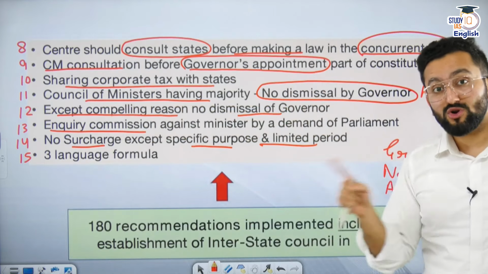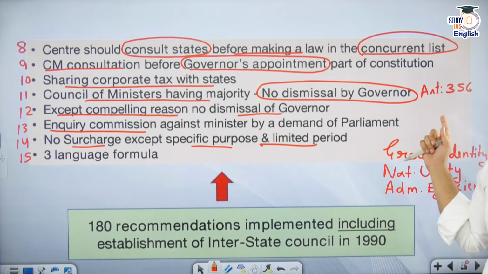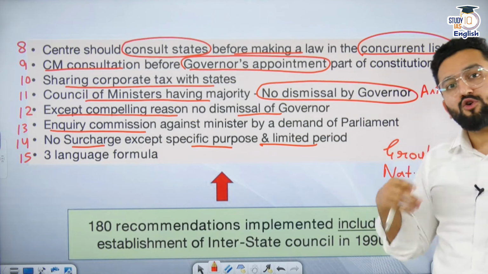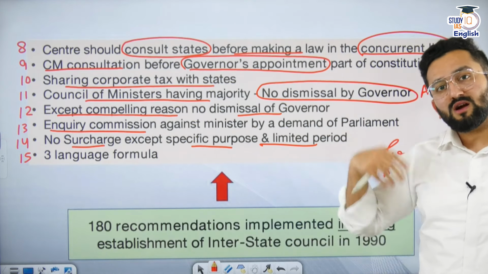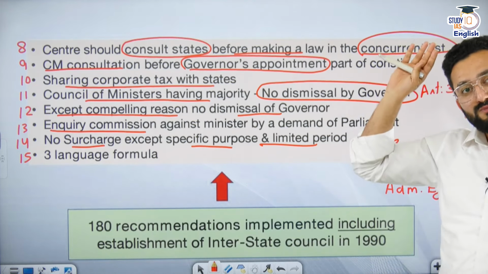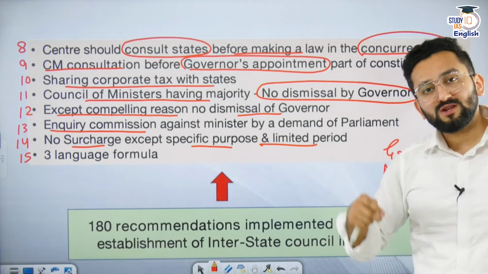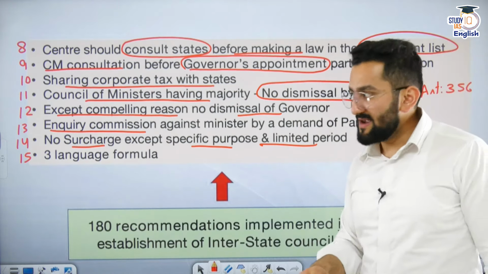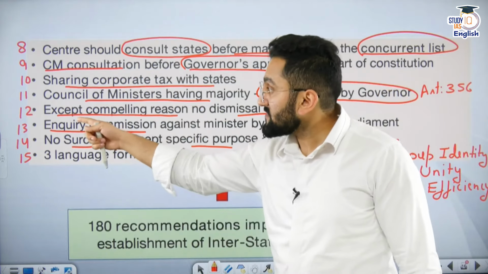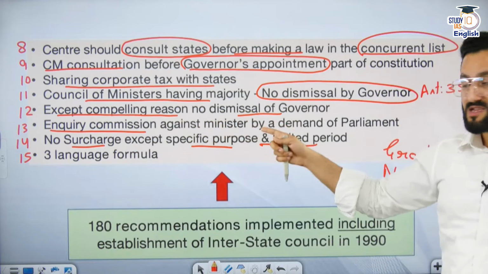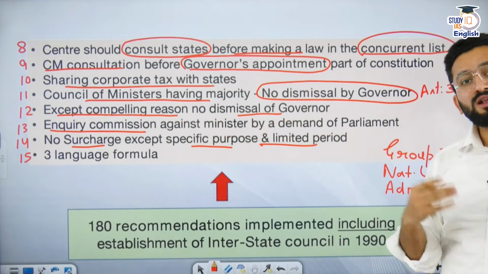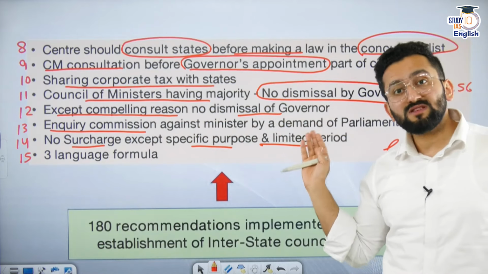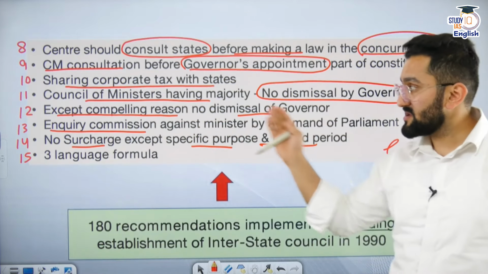If the Council of Ministers is having majority, the governor should not disband the government. Okay, because many times the governor disbands the government even if the Council of Ministers is having majority in the state legislature. That is wrong. That is a fraud on democracy, right? Because people have elected him. Except for compelling reasons, dismissal of governor: that governor is removed without giving any reason. It should be given some reason. He or she should be given some reason.